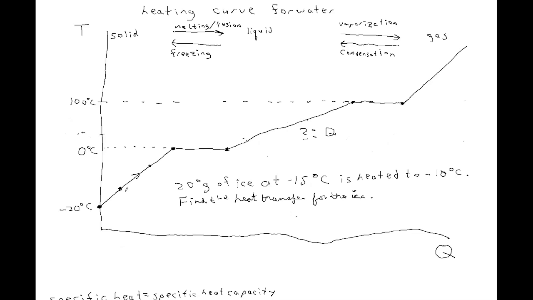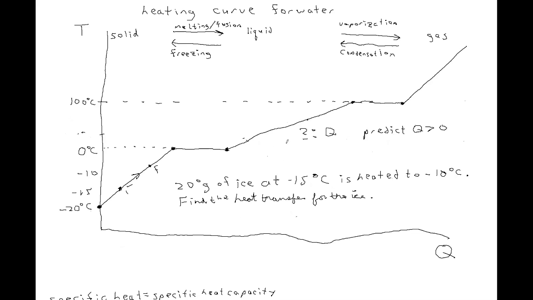It's good to actually label those points from negative 15 to negative 10. And let's get a prediction. What can you predict about Q? It should be positive because it's gaining heat. You can see it's positive because we're moving to the right. Okay, that's good. So what would you write down next?